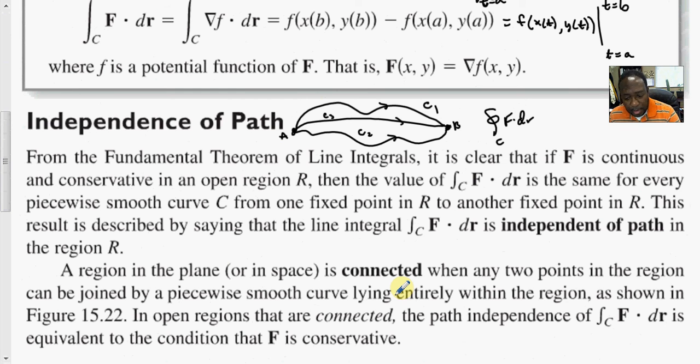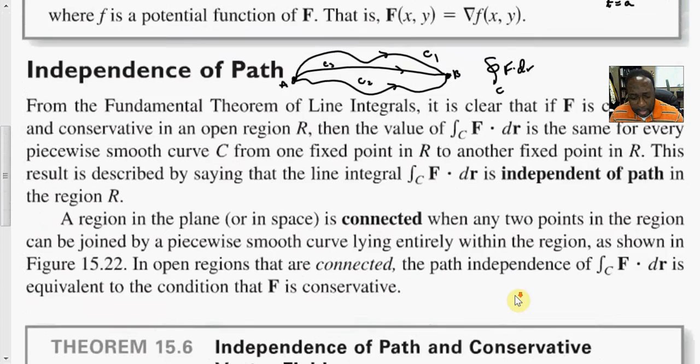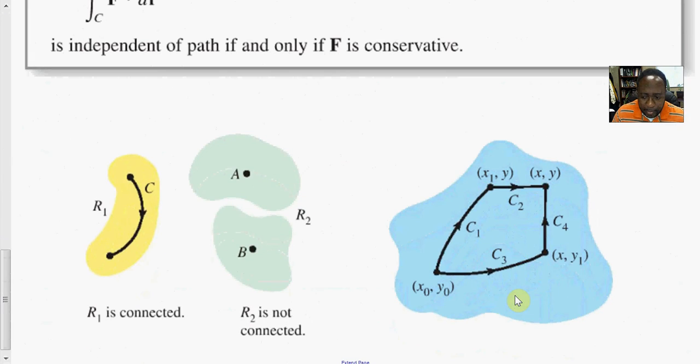So here a region in the plane is connected when any 2 points in the region can be joined by a piecewise smooth curve lying entirely within the region. Now here down below are some examples of this. For this example, R sub 1 is connected because the path C is lying entirely within the region. To go from A to B here, you go out of the region and then you come back over here, and so R2 is not connected. And notice here that you can break the curve up into 4 different paths, all connected, which is fine. And so that's a connected region as well.